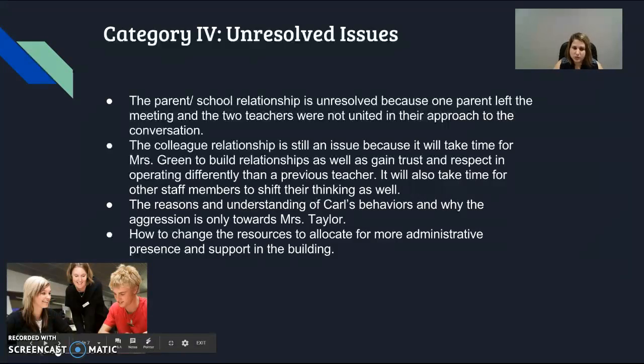We still have some issues to resolve. The colleague relationships are going to continue to be worked on. Understanding Carl's behaviors, we need to know what those triggers are, how to change the resources and the lack thereof, administrative presence in the building in this situation, and also work on that parent-school relationship, because working together is so important for the child, and all members of the team need to be present and engaged in the conversation regarding Carl.